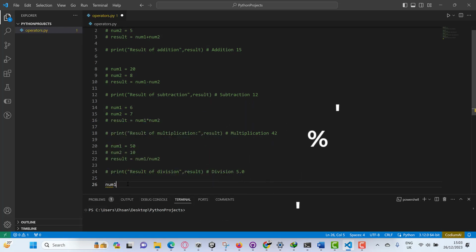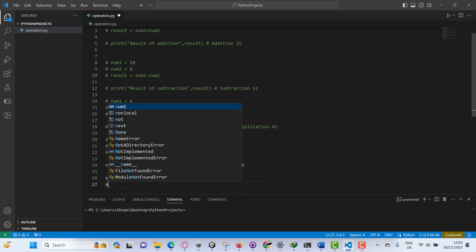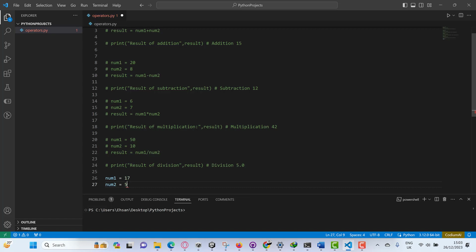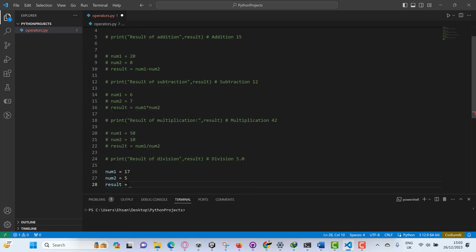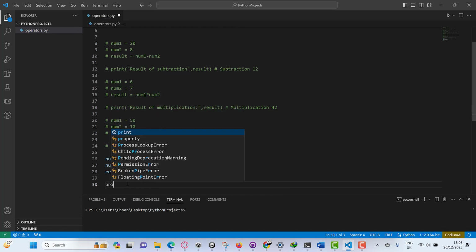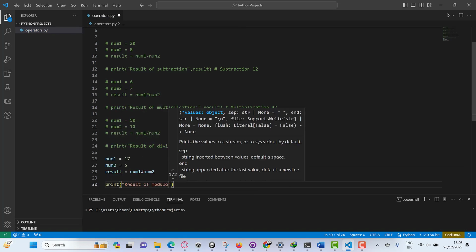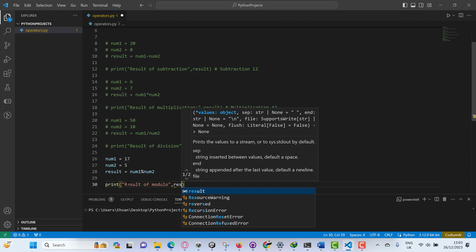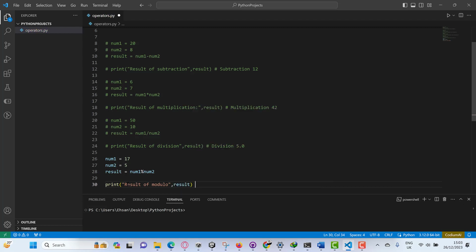Now let's discuss the modulo operator, which calculates the remainder of a division. For example, num1 equals 17, num2 equals 5. Result equals num1 mod num2. And if we print result of modulo and concatenate result, the output will be 2 because the remainder of 17 divided by 5 will be 2. Here the mod operator gives us the remainder when num1 is divided by num2.